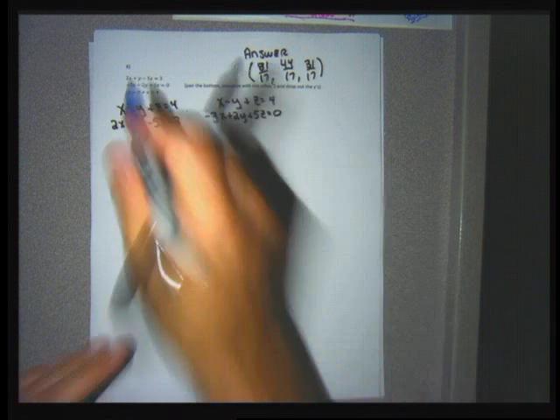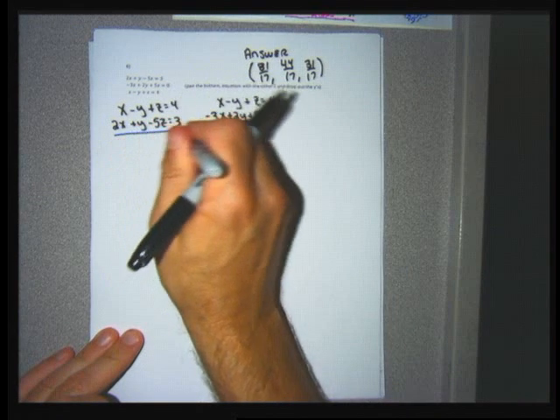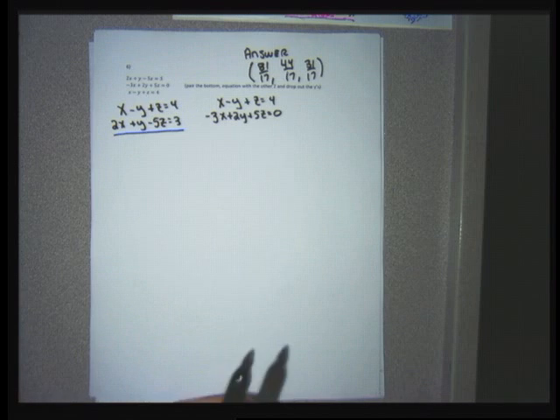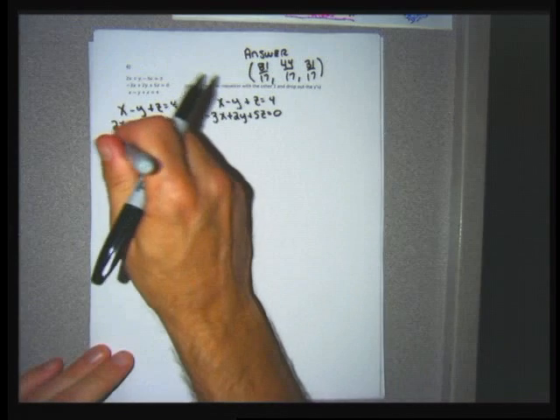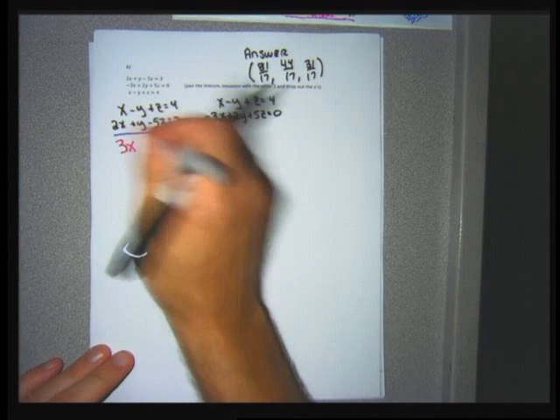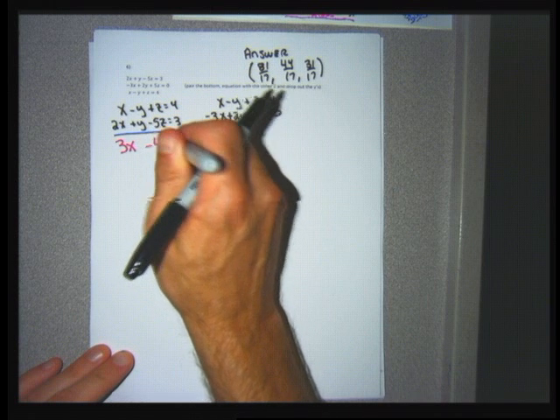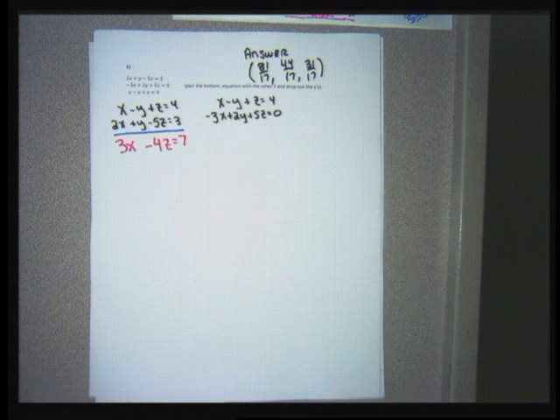So for the first pair, easy enough to drop the y's. You just add the equations together and the y's are going to drop. So I'm going to go 2x plus x is 3x. Y's cancel. Z minus 5z is minus 4z. And 4 plus 3 is 7.